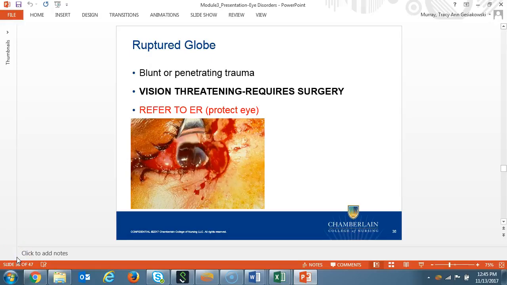Causes of an open or ruptured globe can also be from blunt or penetrating trauma. This is a vision-threatening injury and patients should be immediately referred to the emergency room after protecting the eye with a shield. This will require surgical repair, so make sure your patient doesn't have any plans to stop at McDonald's before going to the ER.